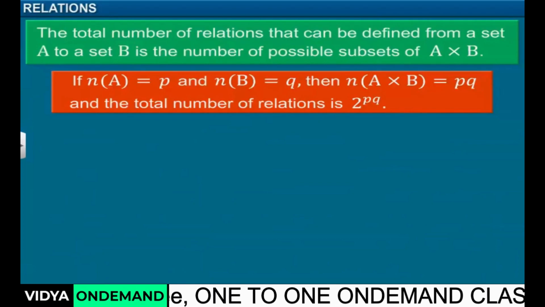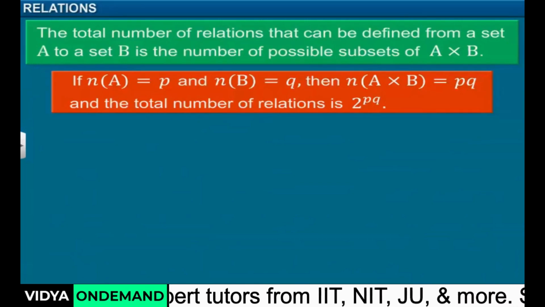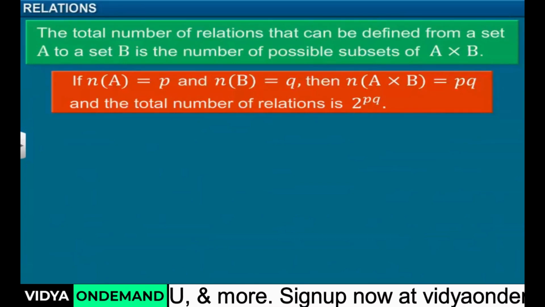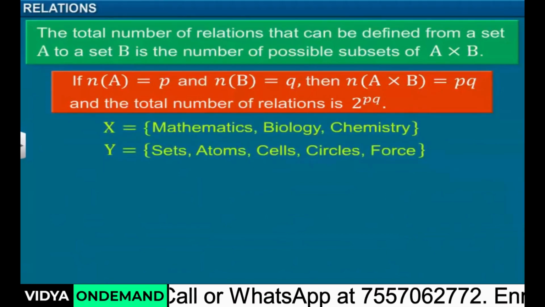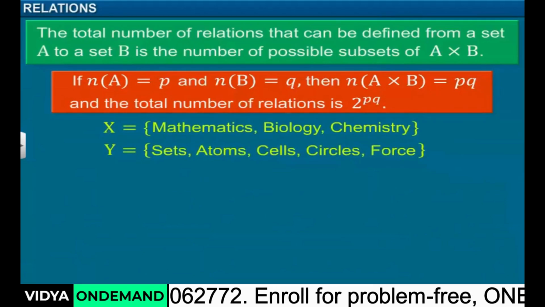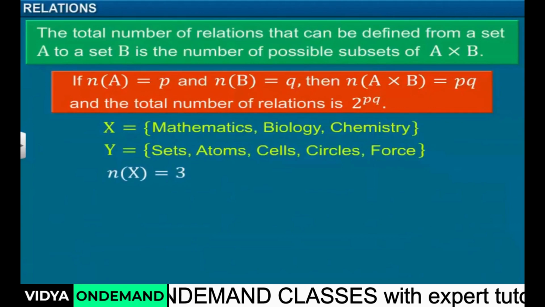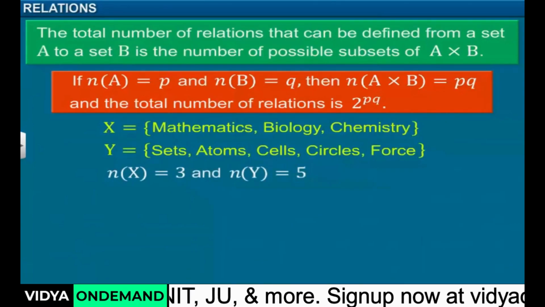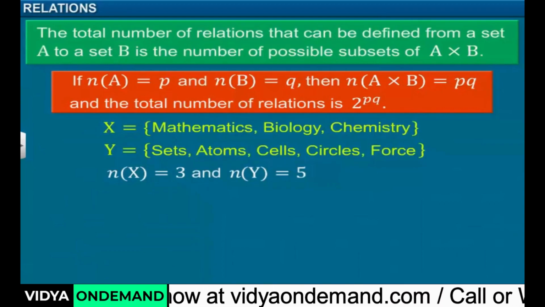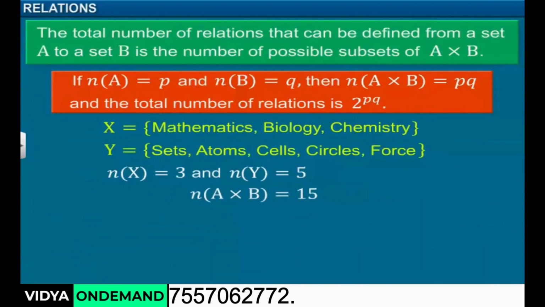Let us find the possible number of relations that can be defined from set X to Y. The number of elements in set X is 3, and the number of elements in set Y is 5. This implies that the total number of elements in the Cartesian product of A and B is equal to 15. Hence, the total number of relations defined from A to B is equal to 2 raised to the power 15.